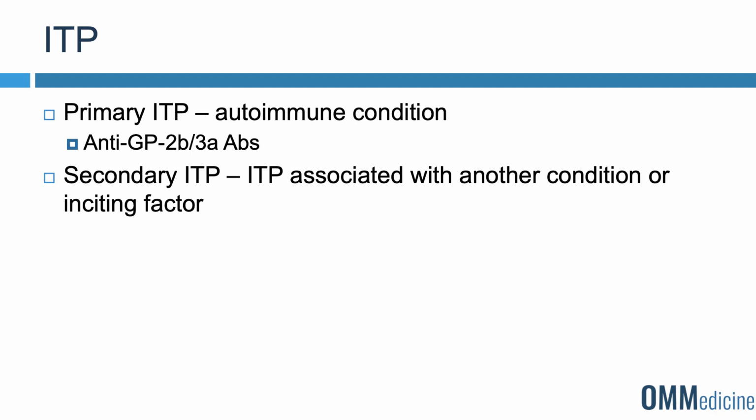There is also something called secondary ITP, which is ITP associated with another condition or an inciting event, and those associated conditions tend to be relatively high yield for your board exams, so we'll go through what conditions are associated with secondary ITP in a couple slides.